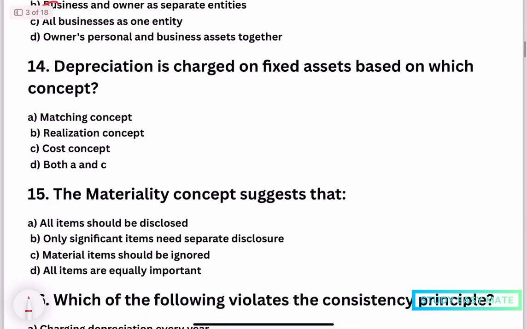So 14th will be depreciation is charged on fixed assets based on which concept? So it is based on A and C, matching concept and realization concept, because depreciation is charged on fixed assets based on these two concepts only, because matching concept requires that a cost of an asset should be matched with the revenues it generates over its useful life, right? So the cost concept provides a basis for recording the asset at its historical cost, which is then systematically allotted over the asset's useful life through depreciation.